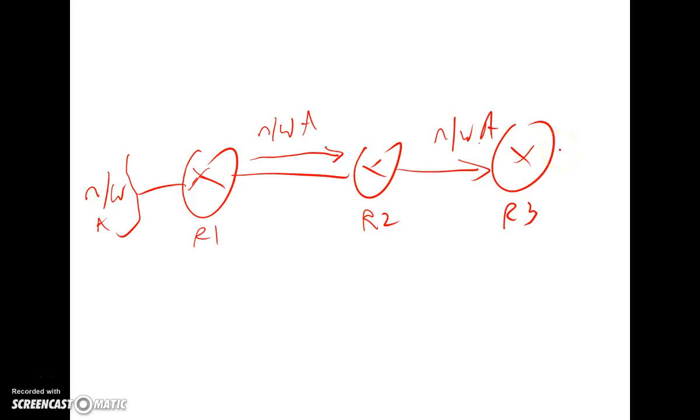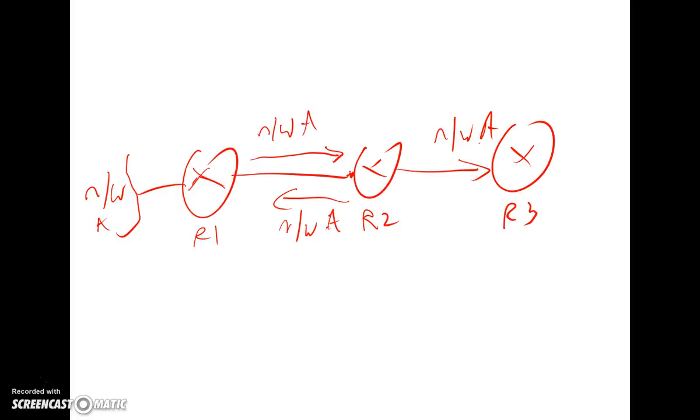Split horizon says that R2 will not advertise network A back to R1. Split horizon defines that if you receive an advertisement about a network from one particular interface, you should not advertise the same network back out from that interface to that router. This helps to prevent routing loops from happening.